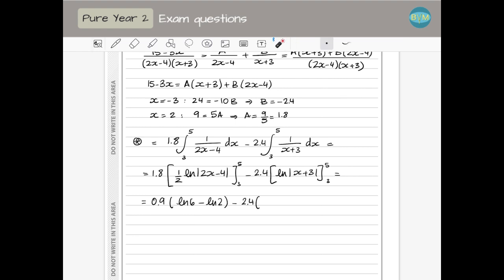So minus 2.4. When I substitute the 5, I have 5 plus 3, 8. So ln 8. Minus, when I substitute the 3, 3 plus 3, 6. So ln 6. Sorry, not 9. I'm adding, not multiplying, so 6.